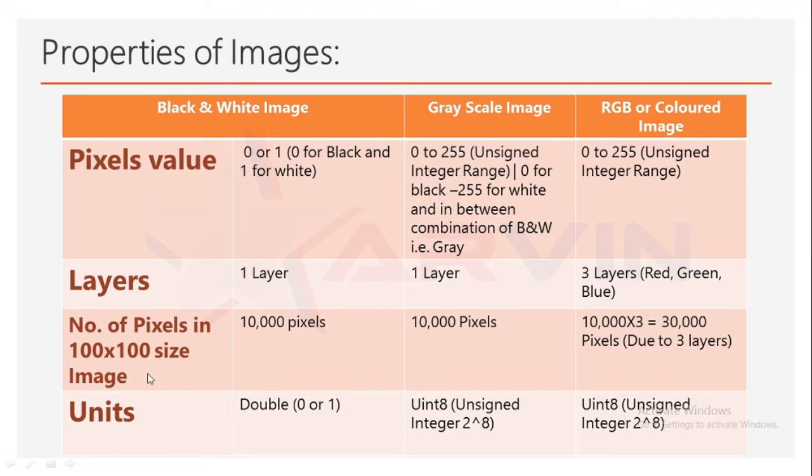The last property is units. Black and white is double or logical, meaning 0 or 1. Grayscale and RGB image units are uint8, where uint means unsigned integer and 8 means 2 to the power of 8, which is 256 for an unsigned integer, and 0 to 255 is also 256 values. Now we can see all this stuff practically.